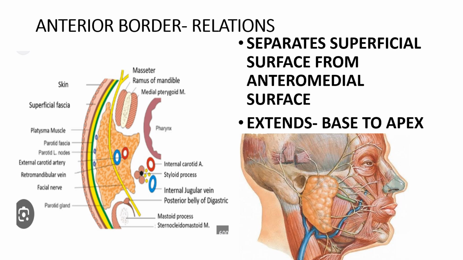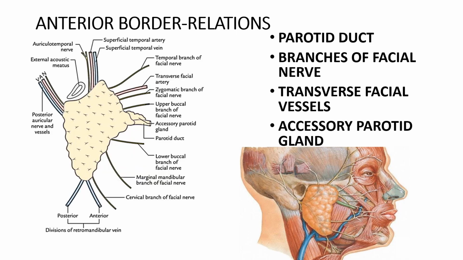In this slide, you can see the relations on the anterior border. This is the anterior border of the parotid gland. Let us see what are the structures emerging from this border. You can see here, these are the terminal branches of the facial nerve. You can also see the parotid duct here. So let us see what are the relations of the anterior border of the parotid gland. The anterior border is related to the temporal branch of the facial nerve. It is related to the transverse facial artery. It is related to the zygomatic branch of the facial nerve, and the upper buccal branch.